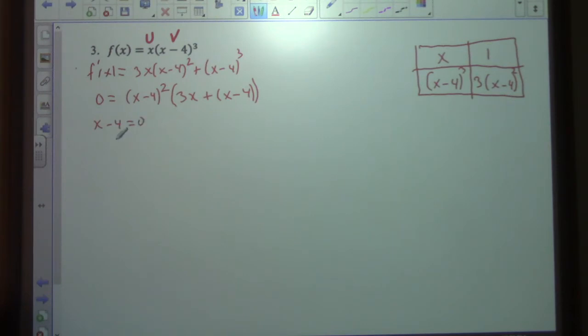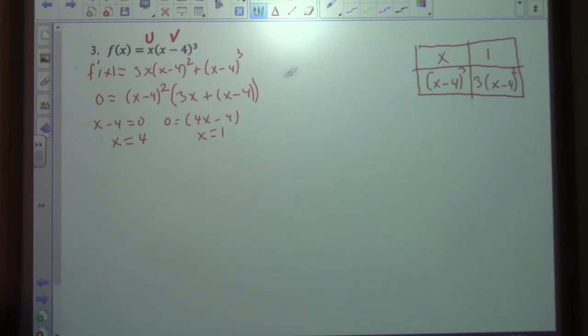So what is one of our critical numbers? It equals 4. And then this other one here, we have 3x plus x minus 4. So that's going to be 4x minus 4 is equal to 0. So what is x equal to here? x is equal to 1, right? So x is equal to 1, x is equal to 4. So those would be your critical numbers. Is that what you got for that one?